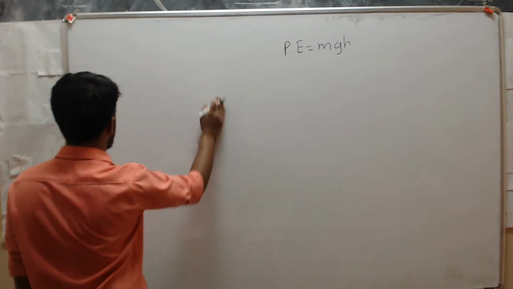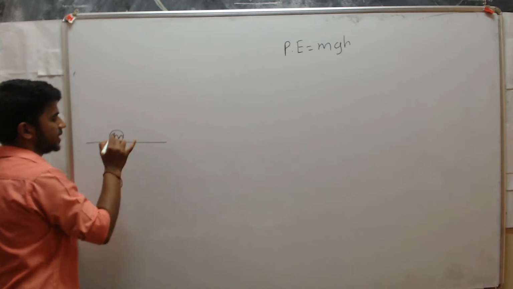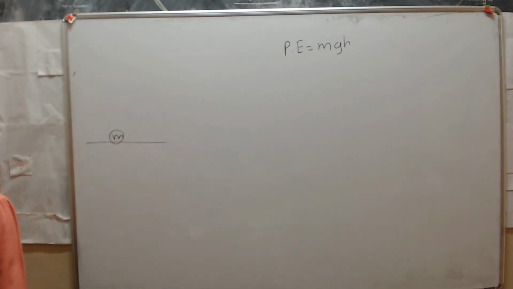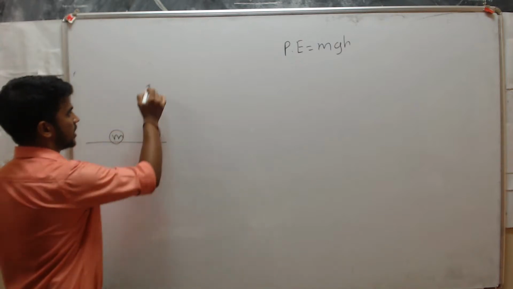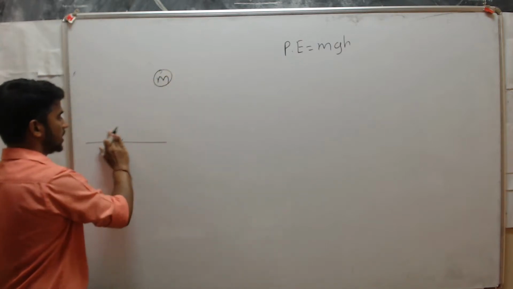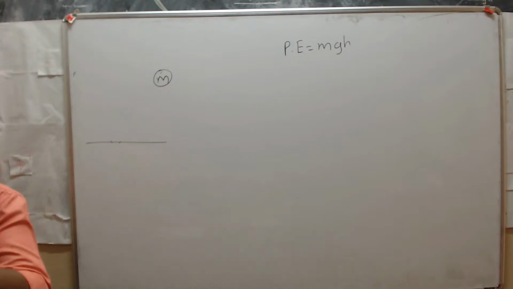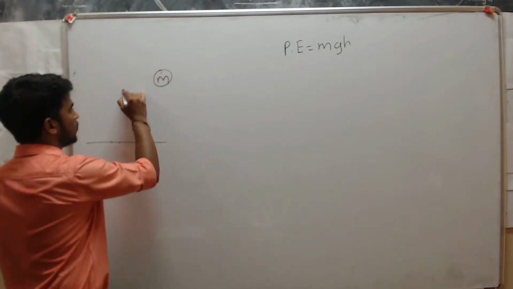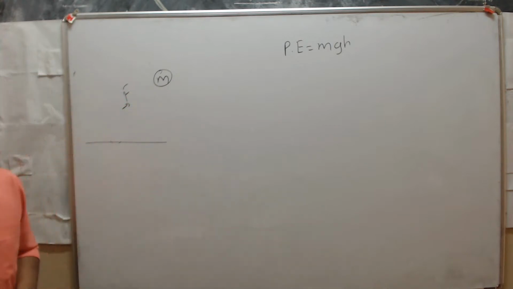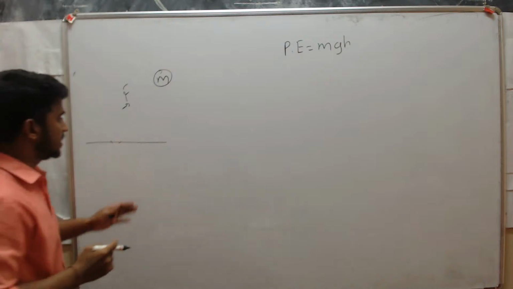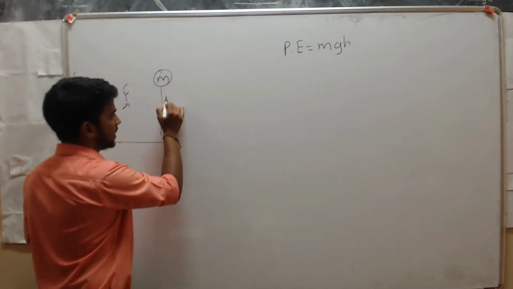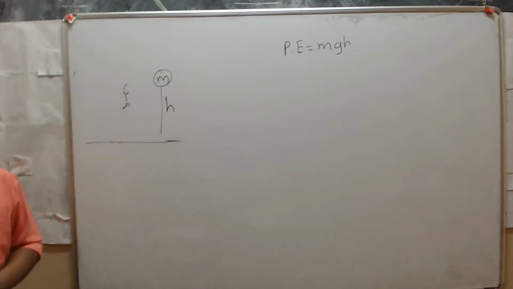Okay, see here. Here also consider one object, its mass as m. Now just imagine this object is raised to a certain height. If you want to raise the object, you have to apply a force, right? Without force, you can't raise that object to a certain height. That force is F. So you have applied a force, and that object is raised to a height that I take as h.